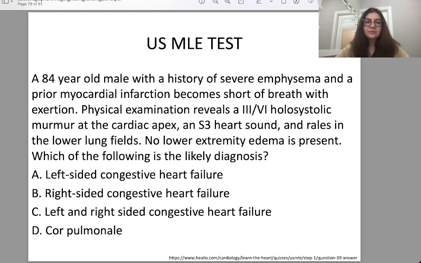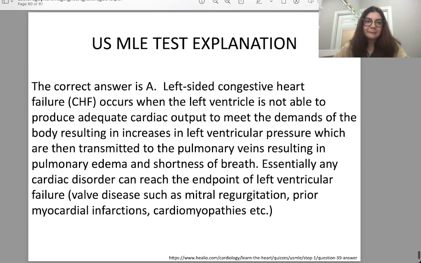Option A, left-sided congestive heart failure. Option B, right-sided congestive heart failure. C, left and right-sided congestive heart failure. And D, cor pulmonale. Please think about it and work with this question at home. You will find the correct answer to this question with explanation.